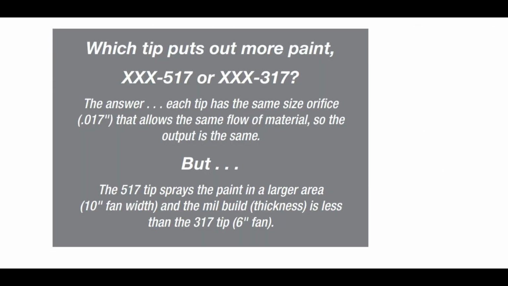Which tip puts out more paint, 517 or 317? The answer: each tip has the same size orifice that allows the same flow of material, so the output is the same. But the 517 tip sprays the paint over a larger area, and mil build is less than with the 317 tip, because the 517 tip sprays a 10-inch fan width, but the 317 tip sprays a 6-inch fan width.